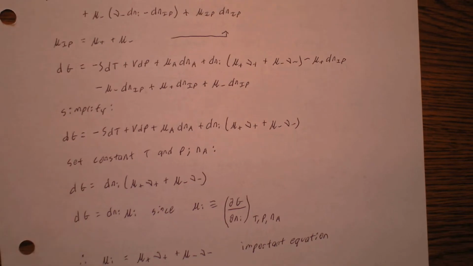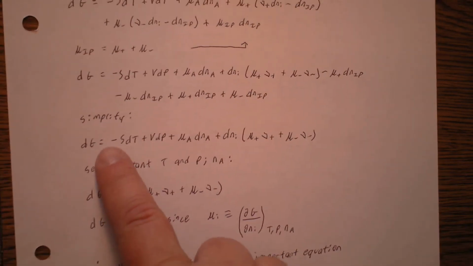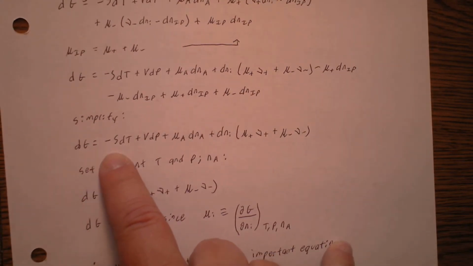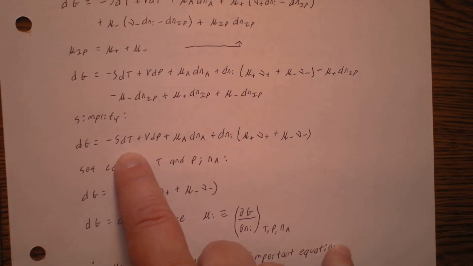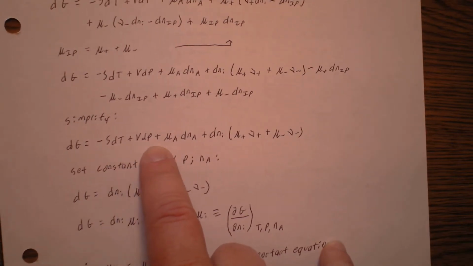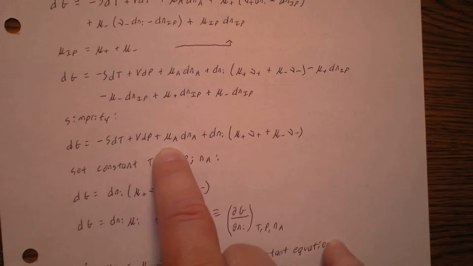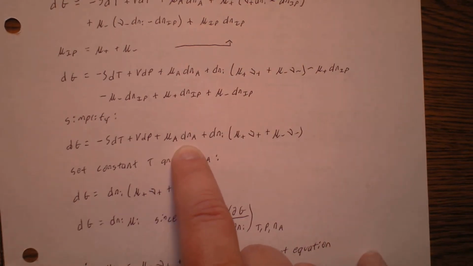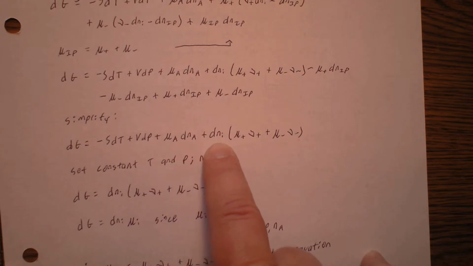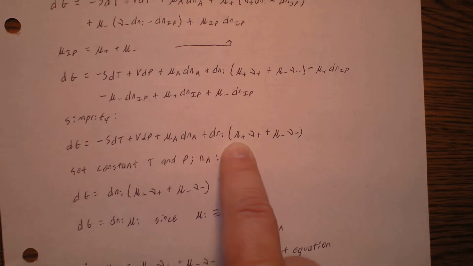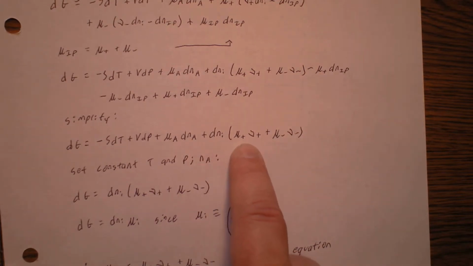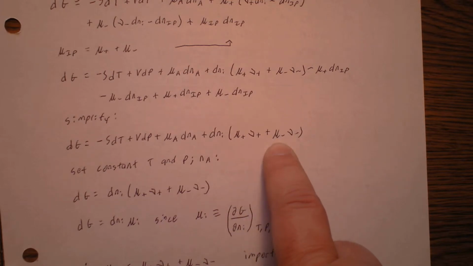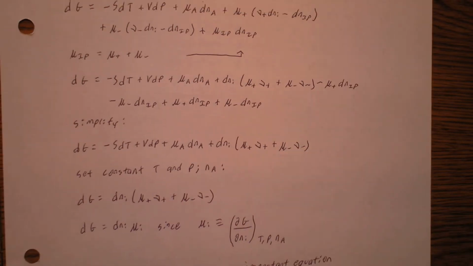So we get the differential of the Gibbs free energy is equal to minus the entropy times the differential of temperature plus volume times the differential of pressure plus the chemical potential of the solvent times the differential of the number of moles of substance A, the solvent, plus the differential of the number of moles of substance I, the solute, times this whole quantity: the chemical potential of the plus times nu plus, plus the chemical potential of minus times nu minus.